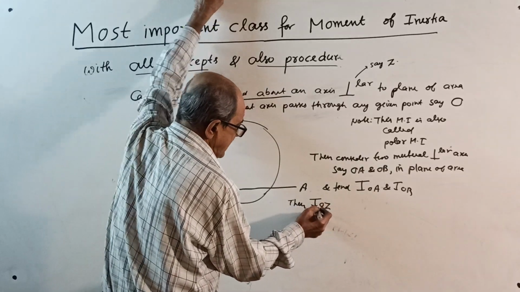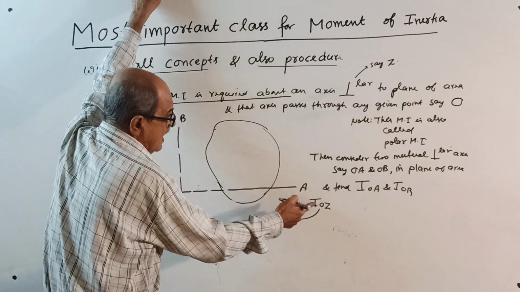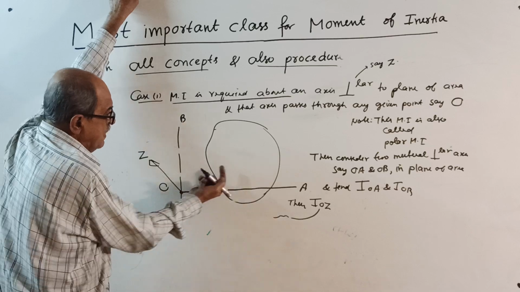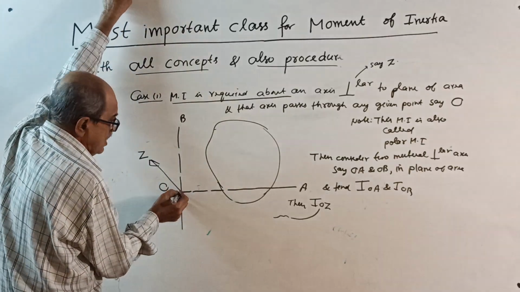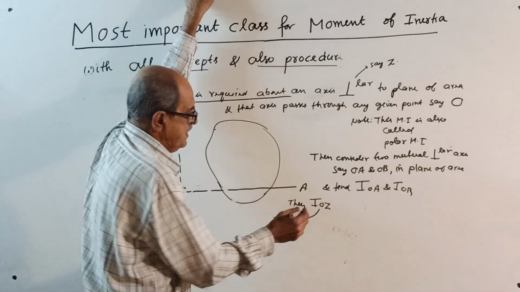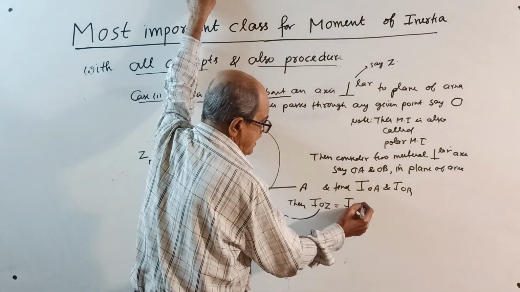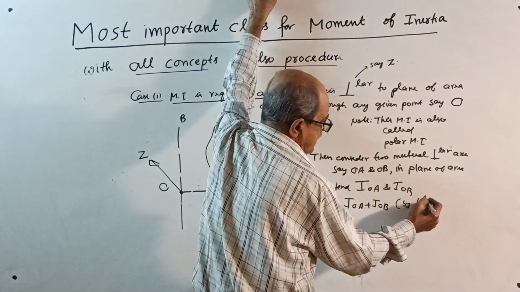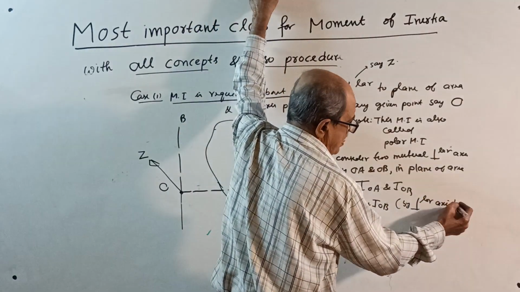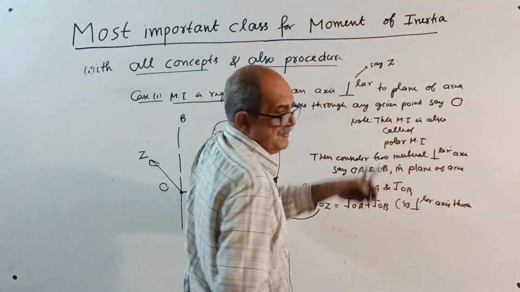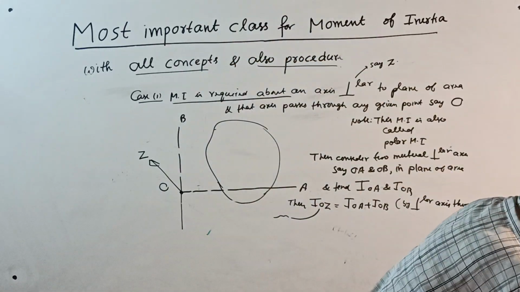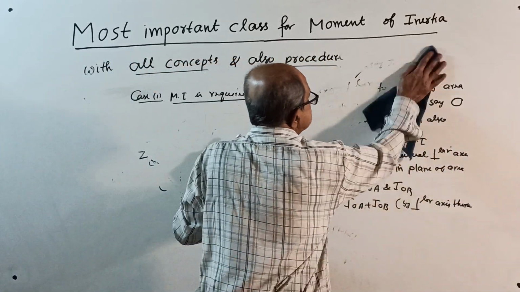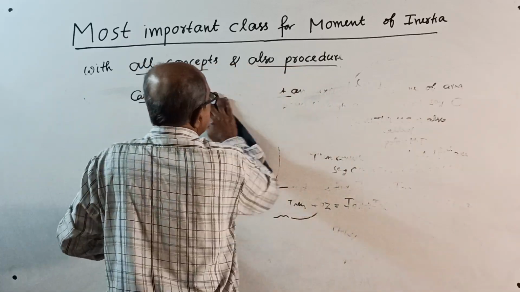And then IOZ, the moment of inertia about an axis perpendicular to plane of the area passing through point O, IOZ equals I about OA plus I about OB, by perpendicular axis theorem. You find this way. If they ask randomly, find that way. I will give an example for you. This is case 1.